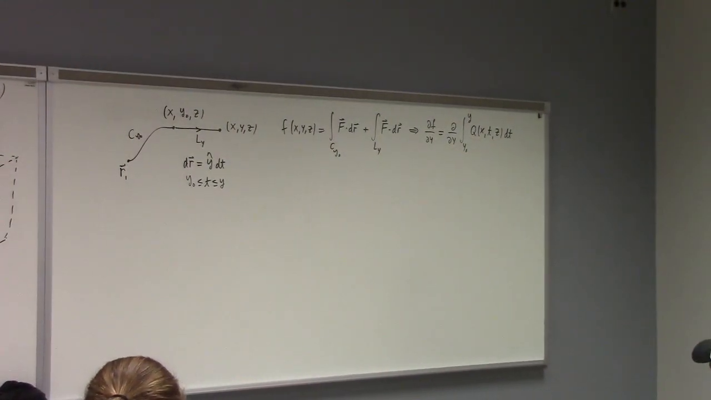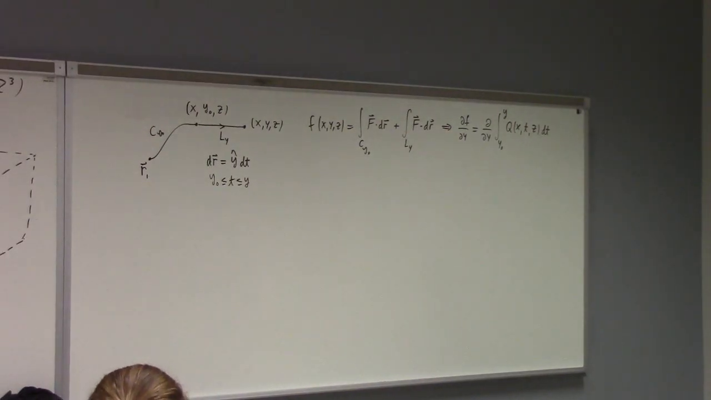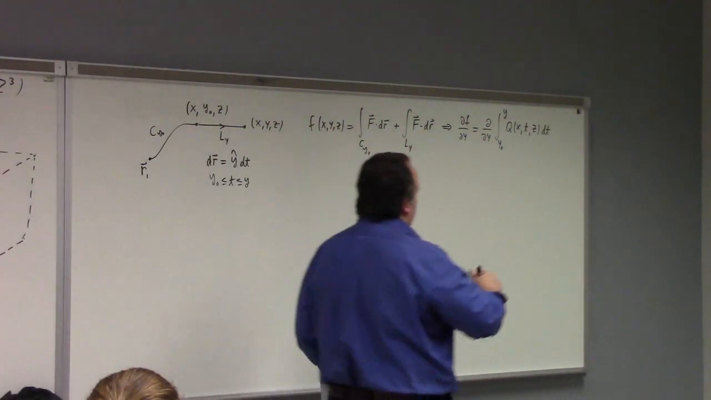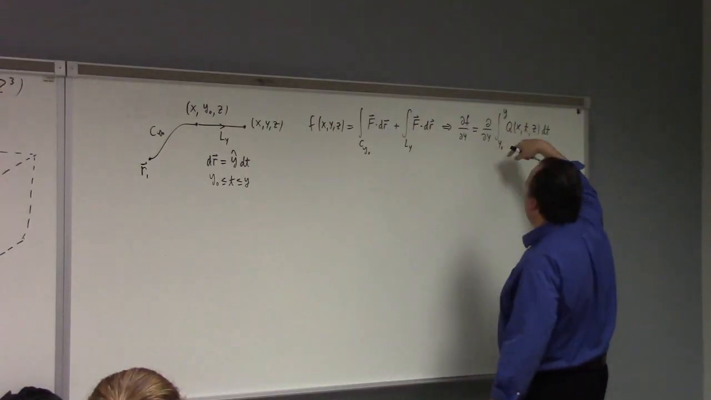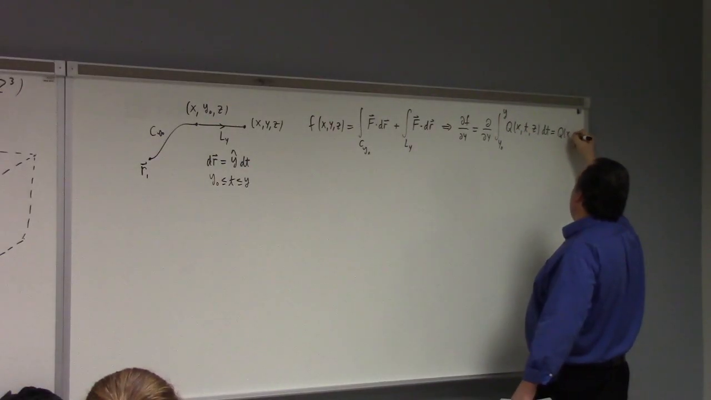Because of that, we only pick up on the change in the Q component there, and then FTC part 1 does the job, right? FTC 1 says you're differentiating an integral with variable bound. So lo and behold, you've got Q of x, y, z.